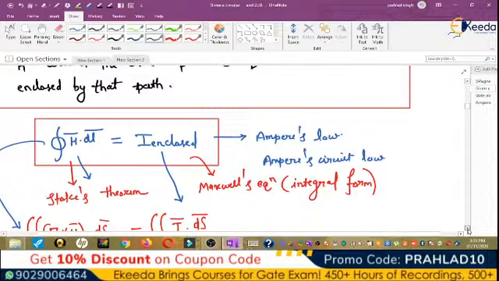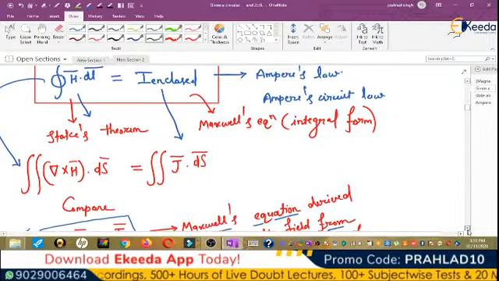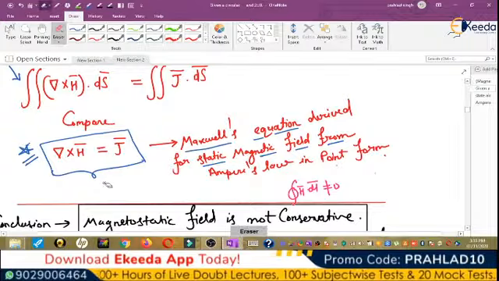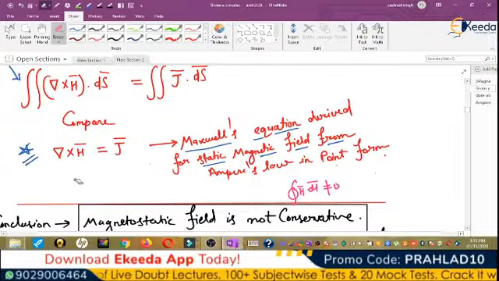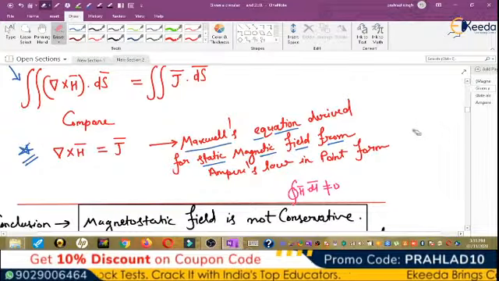When we apply the Stokes theorem here, it is double integration of del cross H dot ds, and the current enclosed is double integration of J vector dot ds vector. So when we compare, it is del cross H is equal to J. So this is Maxwell's equation derived for the static magnetic field from Ampere's law.